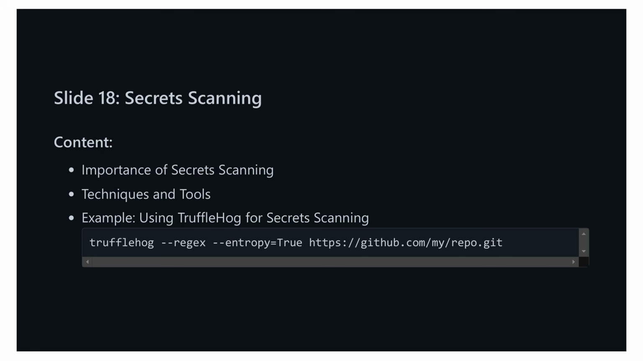Now that we've discussed the differences between authenticated and unauthenticated scans and their significance in security assessments, let's move on to another critical aspect of security: secret scanning. Slide 18 focuses on secret scanning, which is fundamental for identifying sensitive information, like passwords, API keys, and other confidential data that might be exposed within your code repositories. The importance of secret scanning can't be overstated, as exposed secrets can lead to serious security breaches.